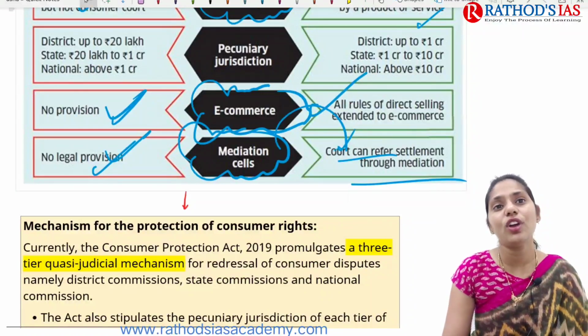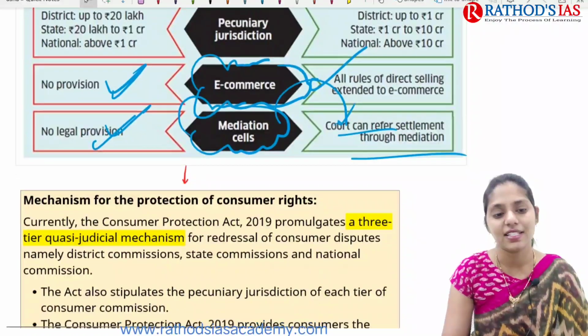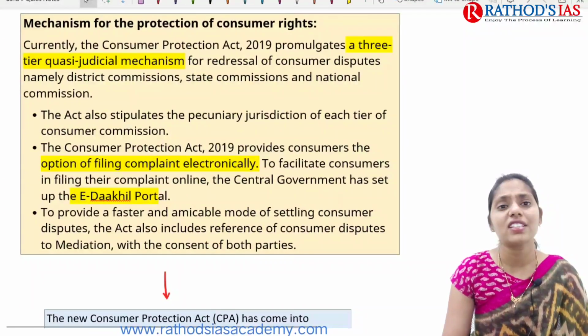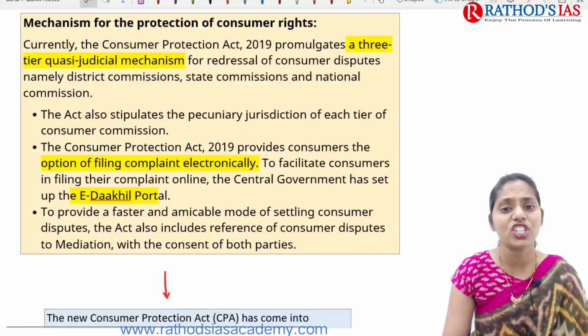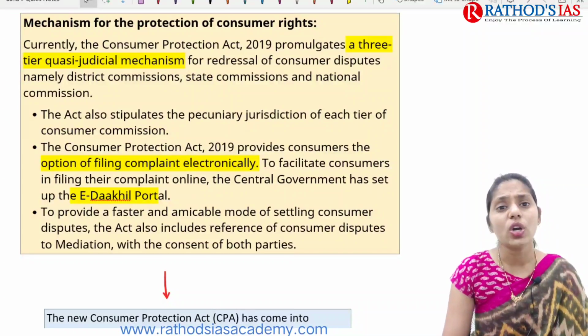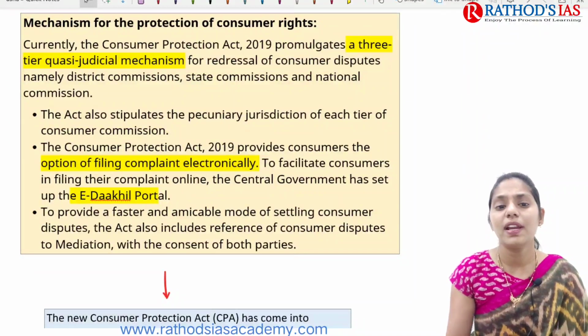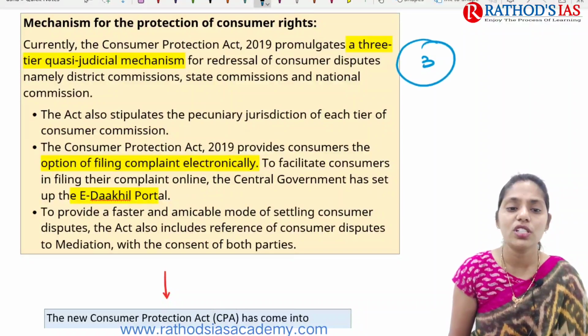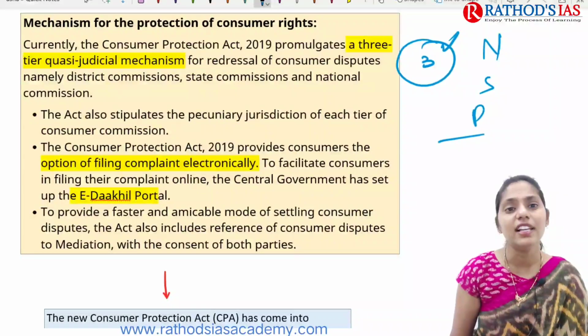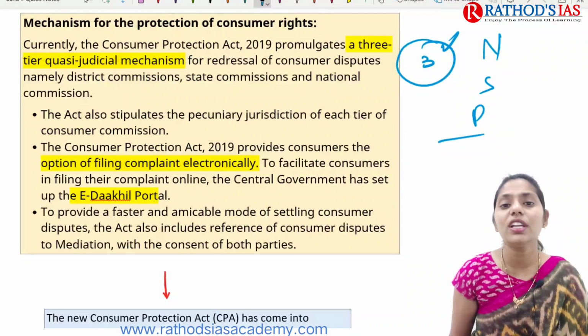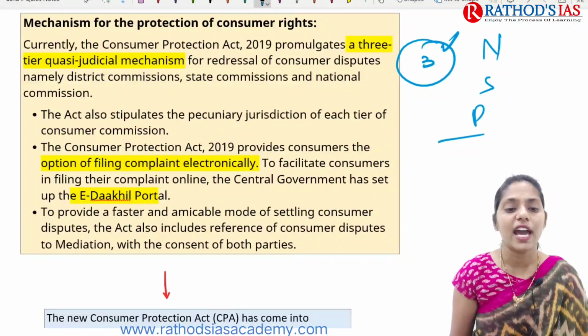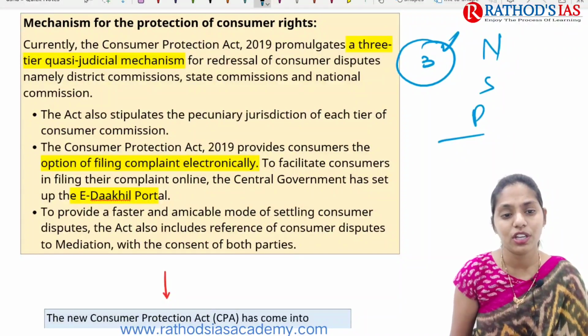Okay, so mediation is one of the alternate dispute resolution mechanisms. So if you are talking about some facts, what is the mechanism of protection of consumer rights? Currently, the Consumer Protection Act of 2019 mainly promulgates a three-tier quasi-judicial mechanism at the national level, state level, as well as at the district level. And this Act also stipulates the pecuniary jurisdiction of each tier of consumer commission.